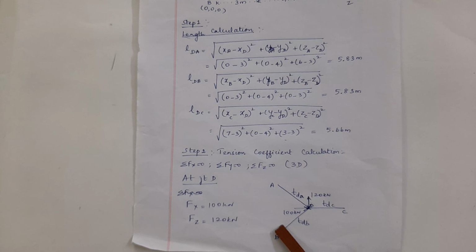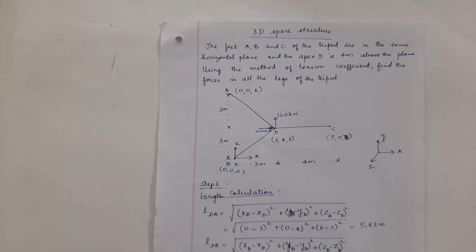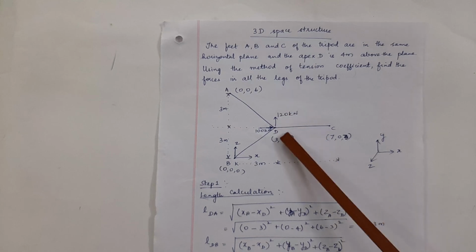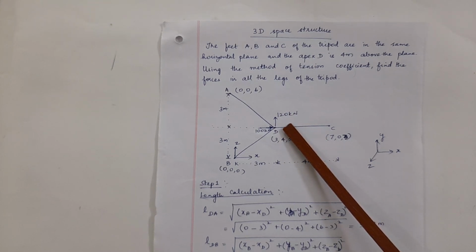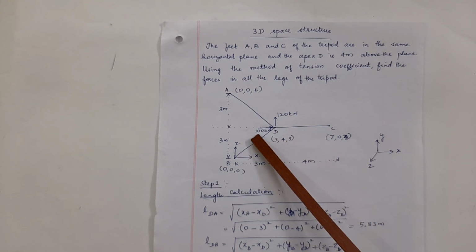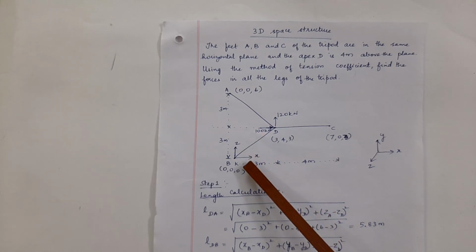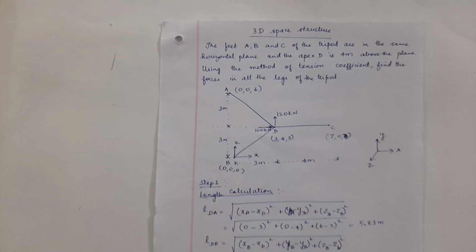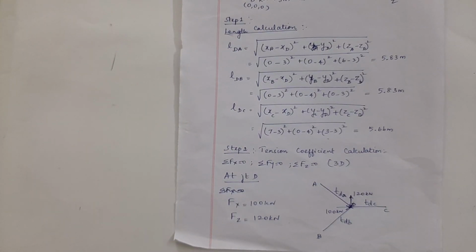I should fix in what directions they belong. So this 120 kN, check in the given diagram. I have taken the Z coordinate along this direction, so 120 is along the positive Z direction. Check this 100 kN, it is along the positive X direction. So at D, I have two loadings, one is Fx and the other one is Fz. Fx is positive, same way Fz is also positive.